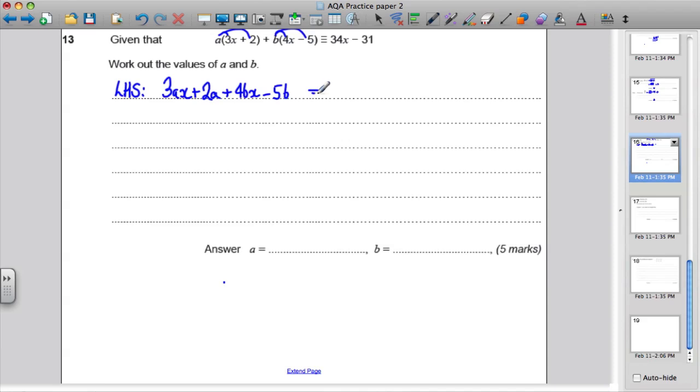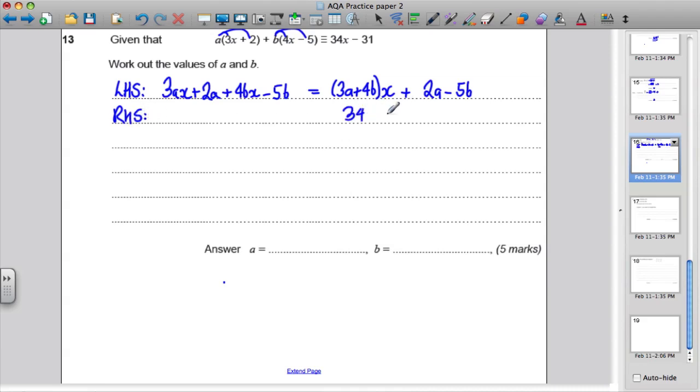Okay, and tidying that up a little, well, how many x's? I've got 3ax plus 4bx, so I've actually got 3a plus 4b x's. I could get that as well by just factorising the x from these two terms, and then I've got the number term 2a minus 5b. Okay, the right hand side is already in the correct form, it's already expanded out.